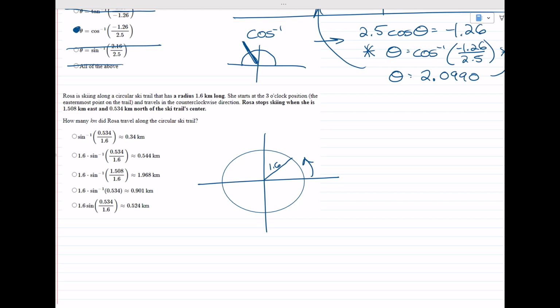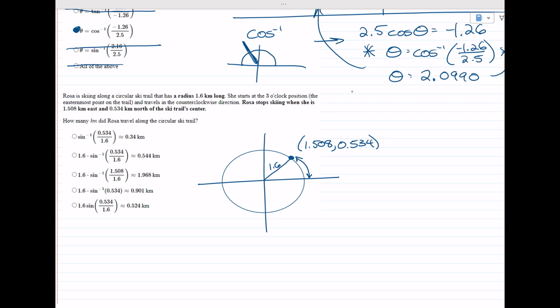Rosa stops skiing when she is 1.508 kilometers east and 0.534 kilometers north. Okay, so that means that this point is 1.508 east and 0.534 north. How many kilometers did Rosa travel along the ski path? Well, this is asking us to figure out the length of this arc right here. Not the angle, it's actually asking us to figure out the length of the arc.